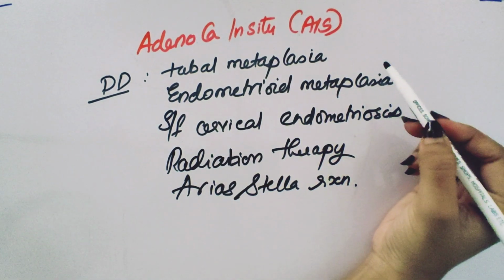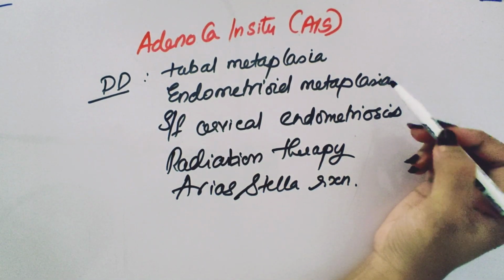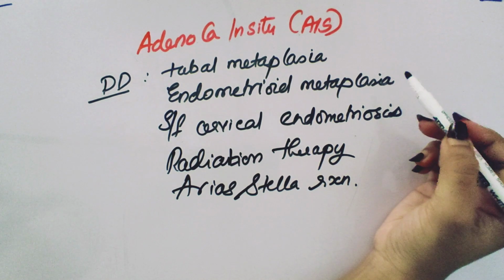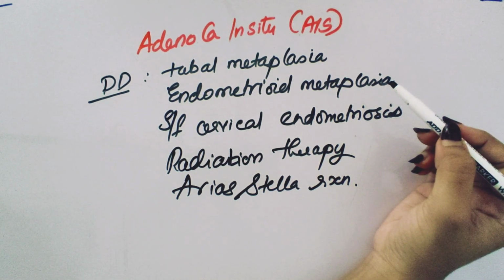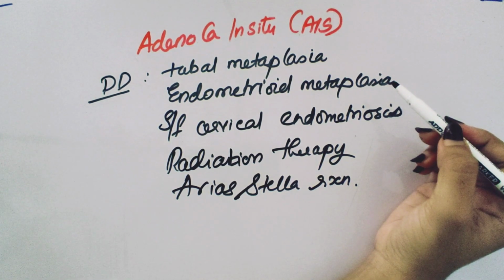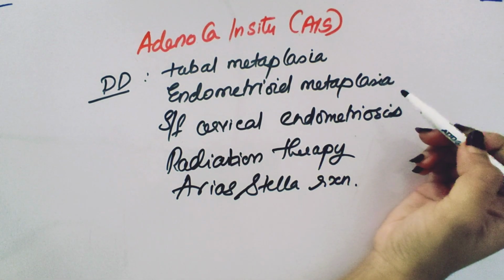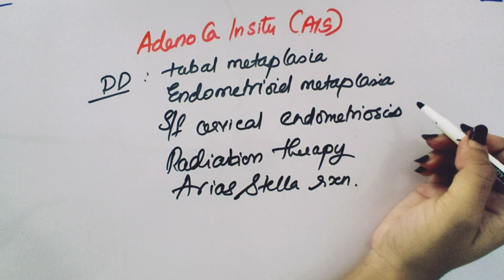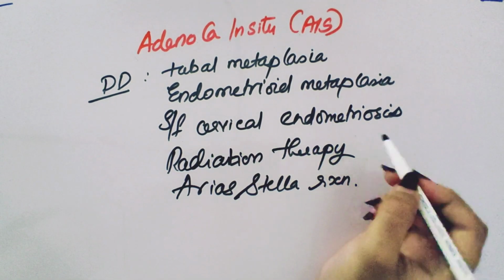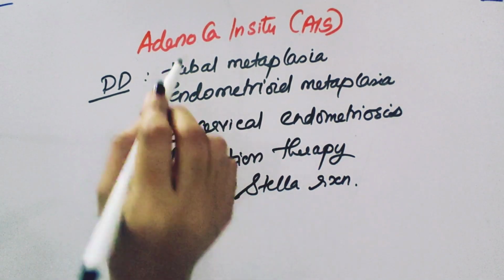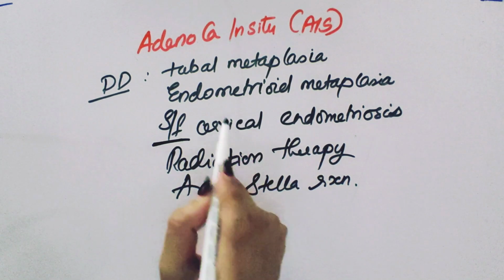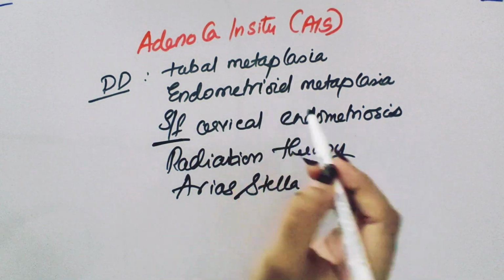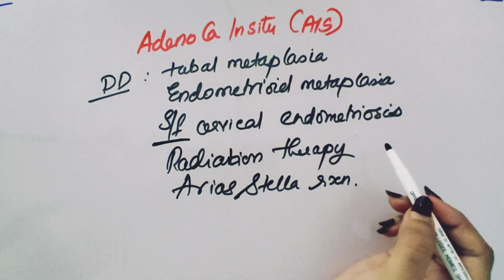So tubal metaplasia, as you know, you will see a fallopian tube like epithelium. And then endometrioid metaplasia will be mucin depleted metaplasia, like the mucin depleted columnar epithelium that you see in the endocervix. And then in cervical endometriosis, as you know, there are endometrial glands and stroma that you see in the cervix. And why did I stress superficial? Because this is the DD for adenocarcinoma in situ, if it is not invasion.